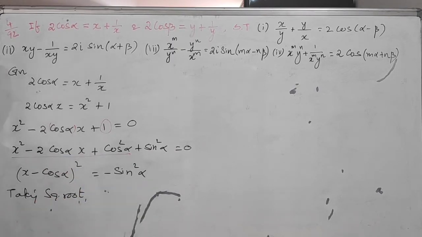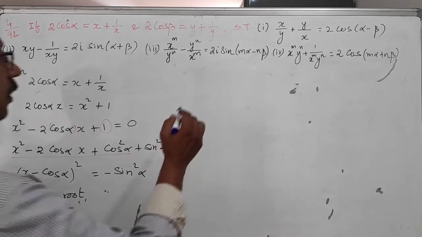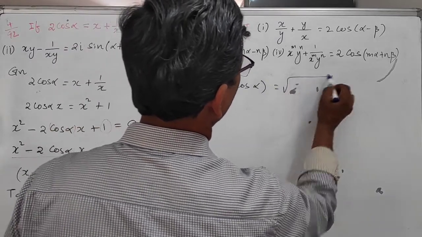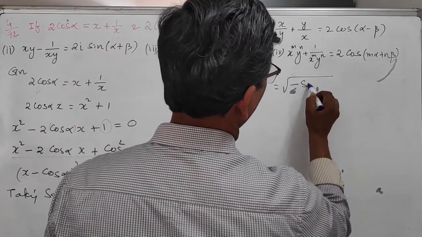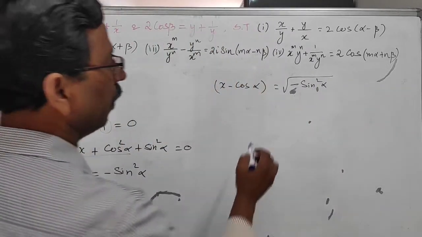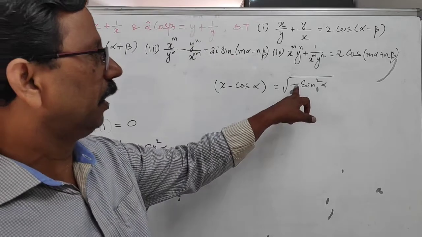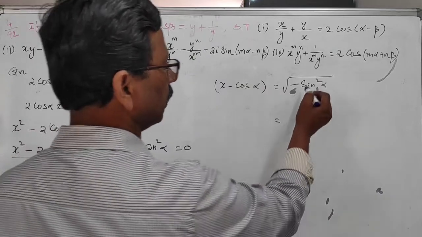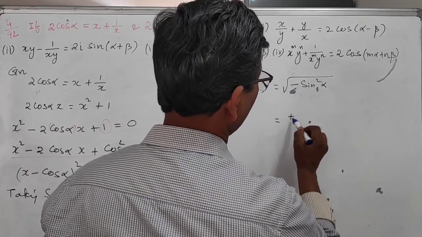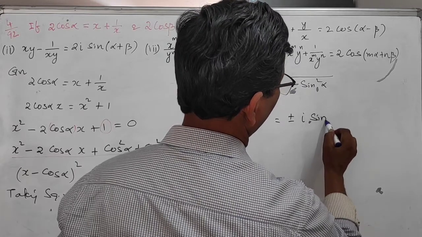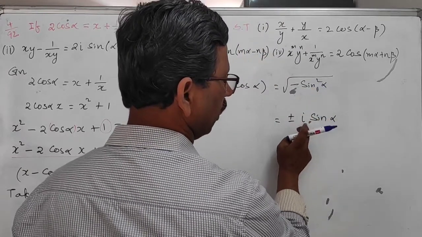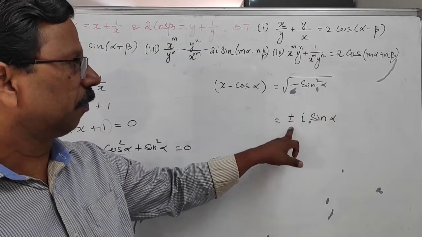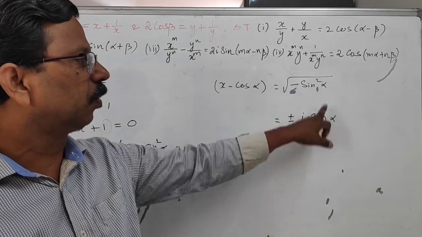Taking square root on both sides, we get x minus cos alpha is equal to root of minus sin square alpha. Whenever you have a negative number within the root, we cannot get real roots, we can get only imaginary roots. Therefore here we can write plus or minus i sin alpha. Whenever you have a negative sign, you must get an imaginary root only. Therefore root of minus sin square alpha is equal to plus or minus i sin alpha.